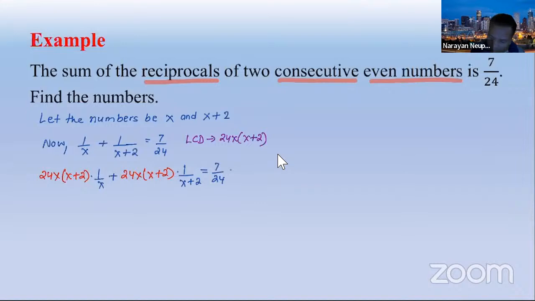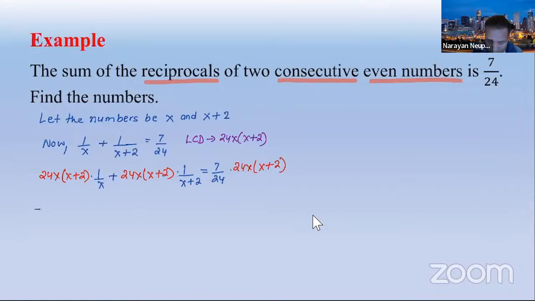We also have to multiply that by 24x times x plus 2. And you already know why we multiply by this. If we multiply by this, in the next step, we'll not have the fraction. We'll remove the fraction after this step. So let's see how the fraction will be removed.